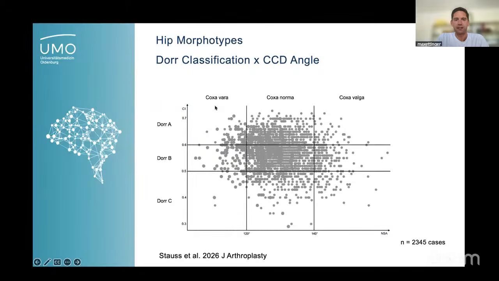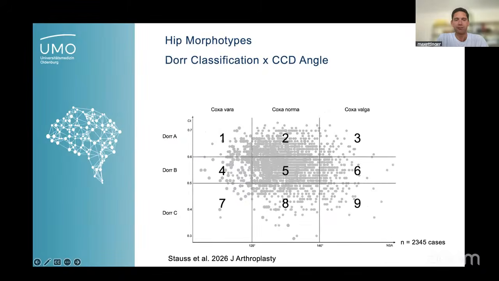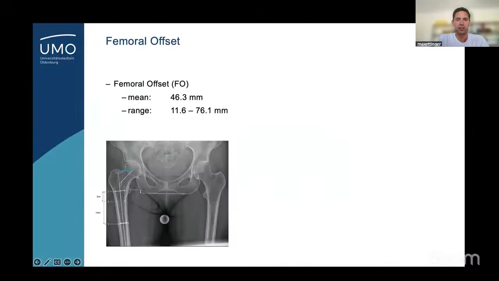When you define the hip morphotypes and basically classify a matrix of the Dorr classification and its relation to the CCD angle, which I just showed you, you can classify the proximal femur into 9 types. So you have Dorr A combined with the coxa vara, Dorr A with the norma, Dorr A with the valga, and so on. And based on that, you can have 9 boxes as you see here.